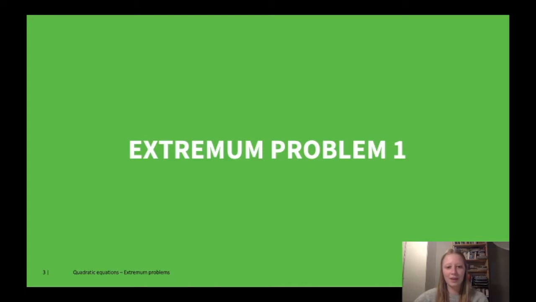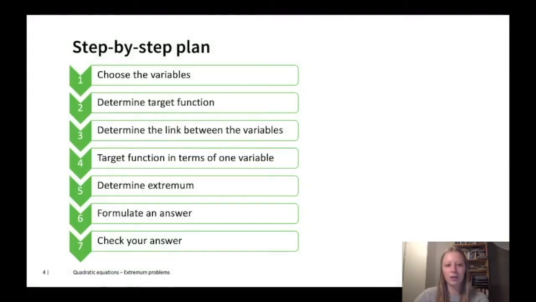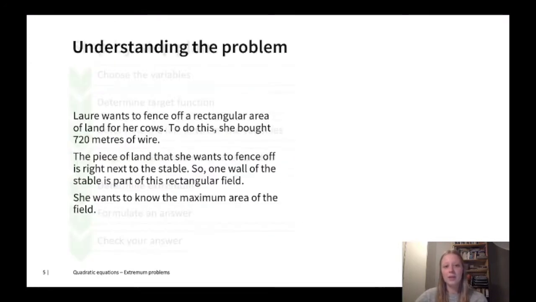So this is our first extremum problem. To solve this problem, we are going to use a step-by-step plan consisting of 7 steps. Now, let's first understand the problem. So, Laura wants to fence off a rectangular area of land for her cows, and to do this, she has bought 720 meters of wire.